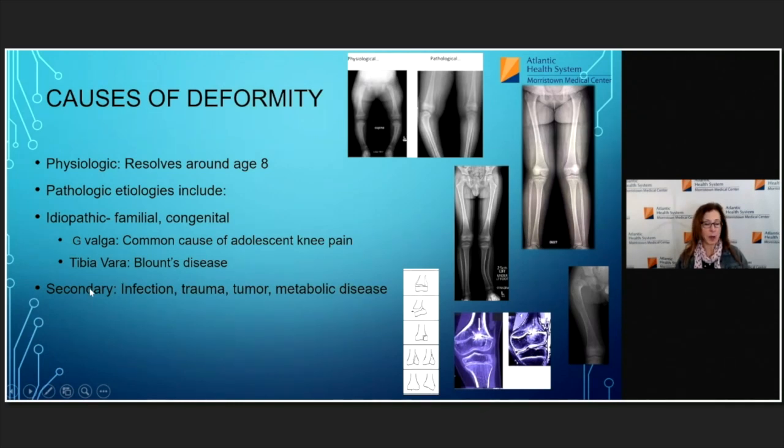Secondary reasons for deformities include infection, trauma, tumor, metabolic disease. So here we have a tumor. And some of these others, infection, trauma, can affect and destroy the growth plate in some way that will cause you to have an angular deformity.